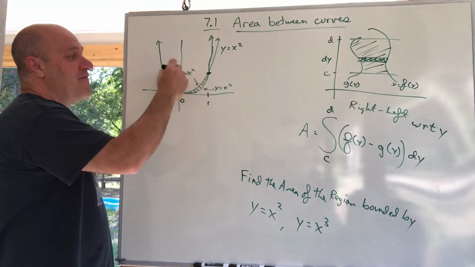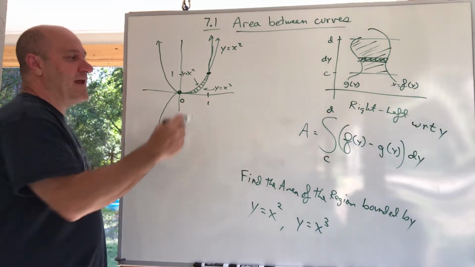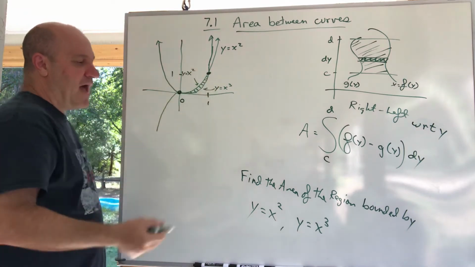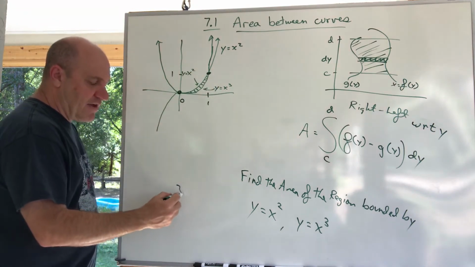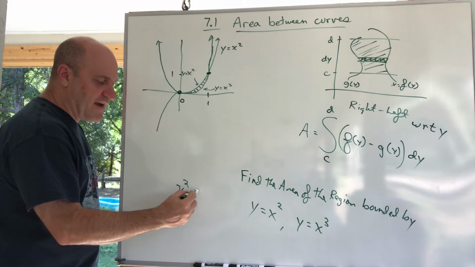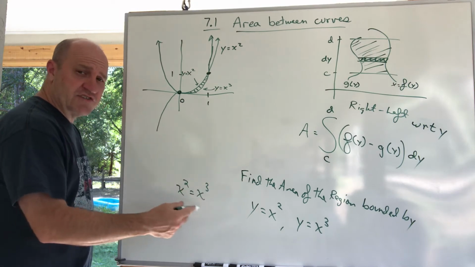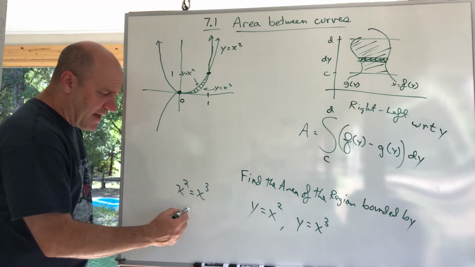By the way, their y value is 1. When x is 1, y is 1. I could have done the math. You might have to do that on some problems. To find out where they intersect, you should set them equal to each other. Watch this.